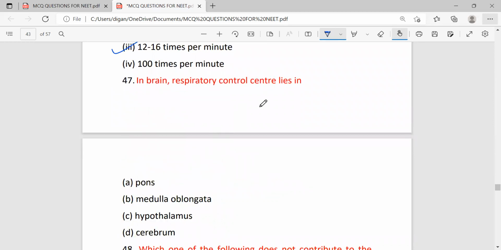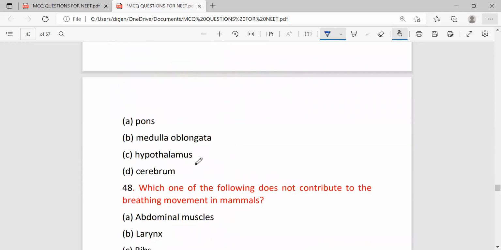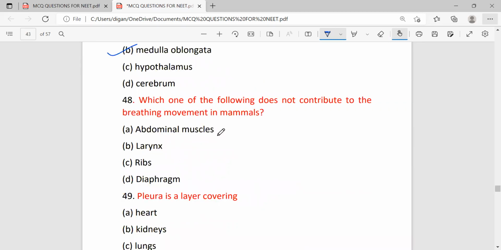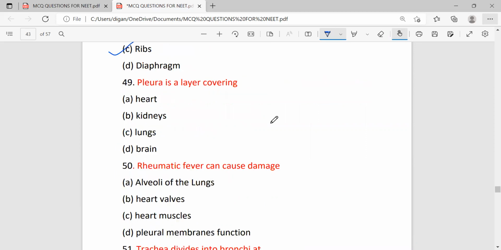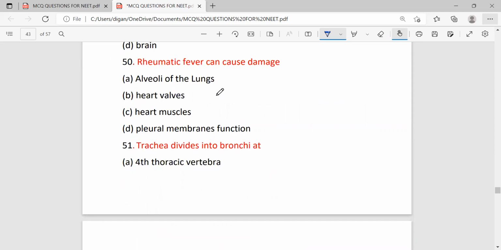In brain, respiratory control center lies in medulla oblongata. Which one of the following does not contribute to the breathing movement in mammals? And option is C, ribs. Pleura is a layer covering the lungs.